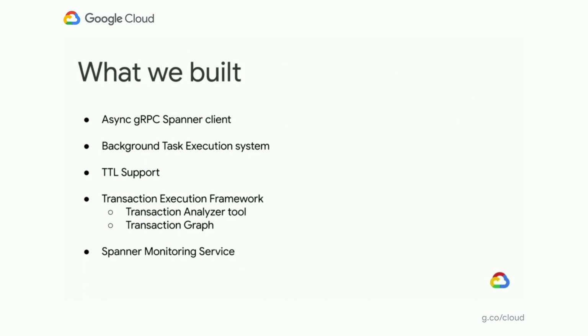A background task execution system. We built an event sourcing solution on top of Spanner, which we will look into greater detail further down. TTL. As part of a real time platform, we needed support for TTL. So once a trip ends or an order is fulfilled, the data gets handled by a post trip processing platform. TTL support is needed so the data can be cleaned up once it's no longer needed by the real time platform. A transaction execution framework.